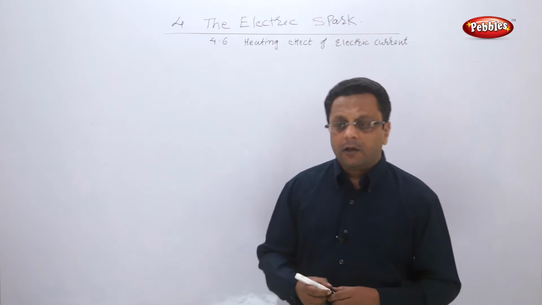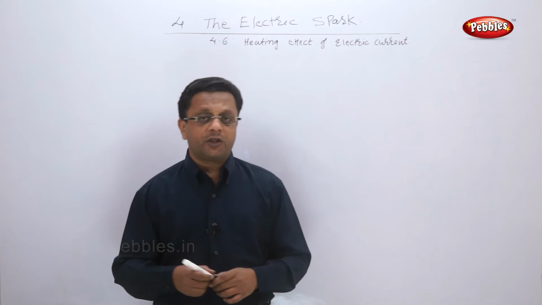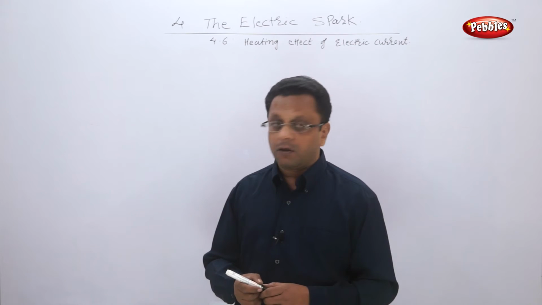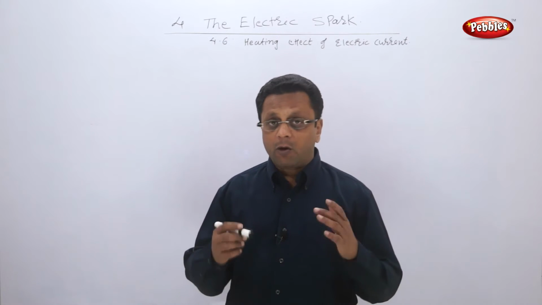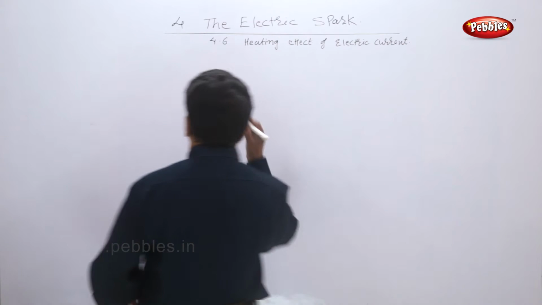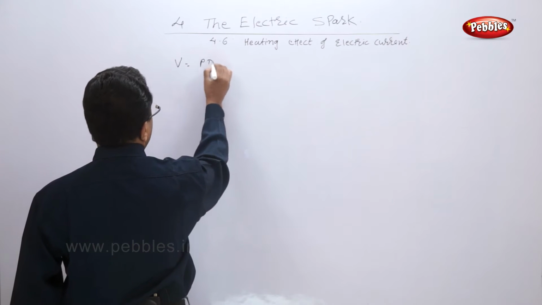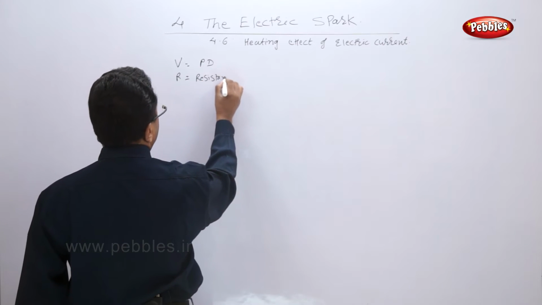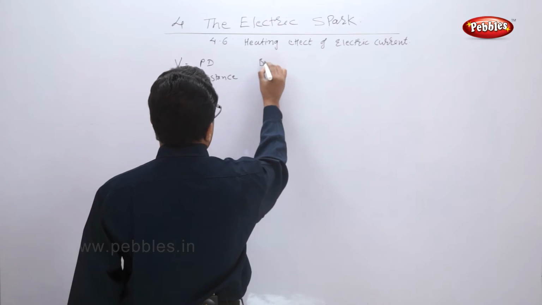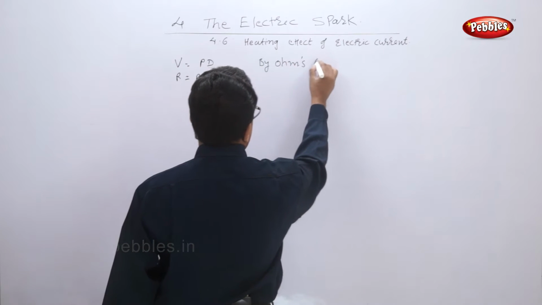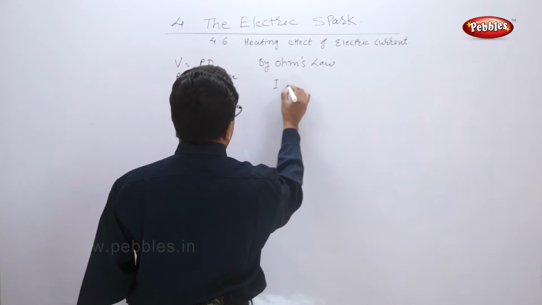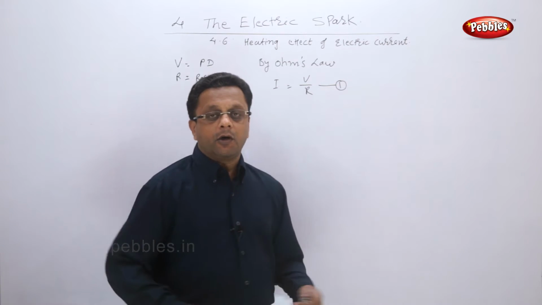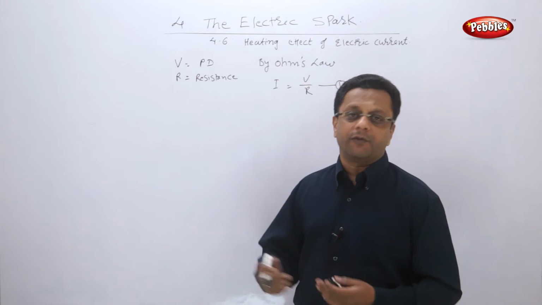Now let us consider that V is the potential difference applied between two terminals of a conductor of resistance R. So by Ohm's law, what will be the current? If V is the potential difference and R is the resistance, then by Ohm's law, I is equal to V upon R. We got this first equation, or we already know this equation.